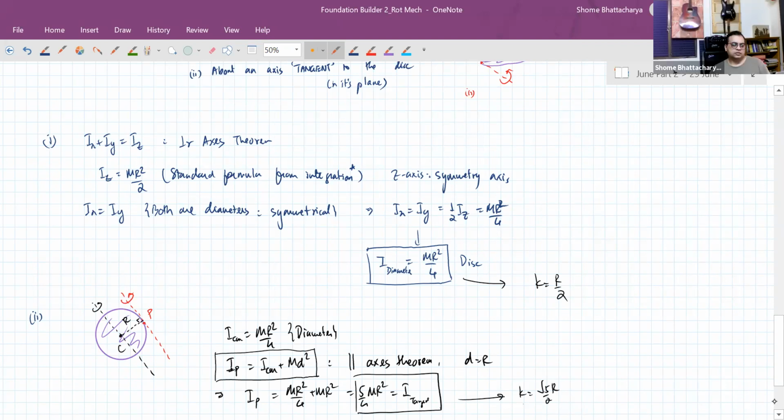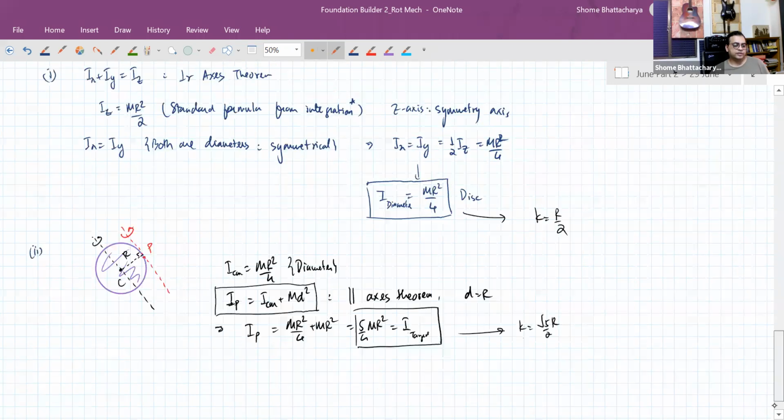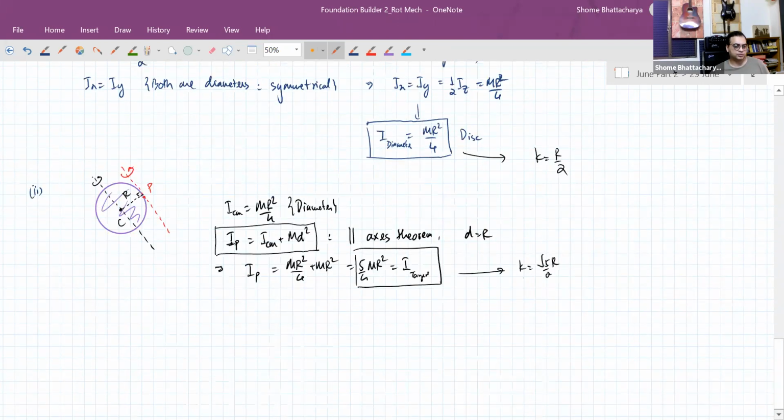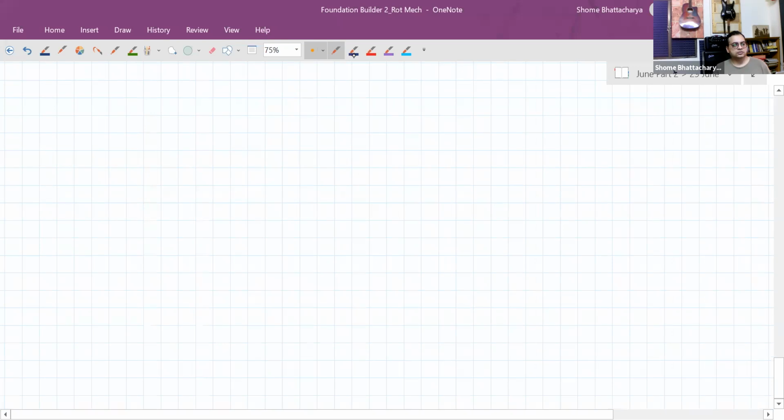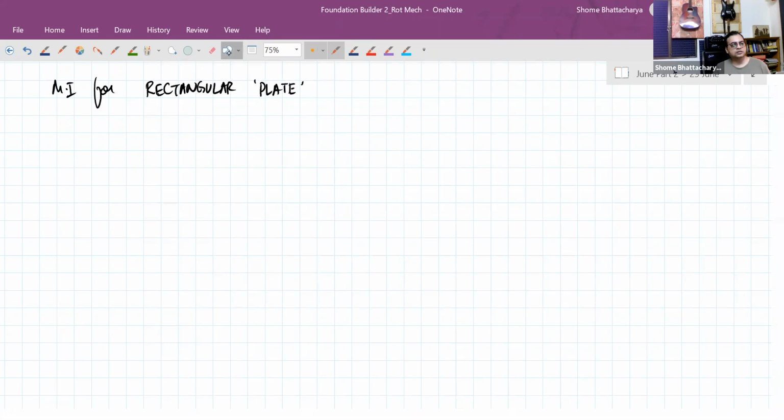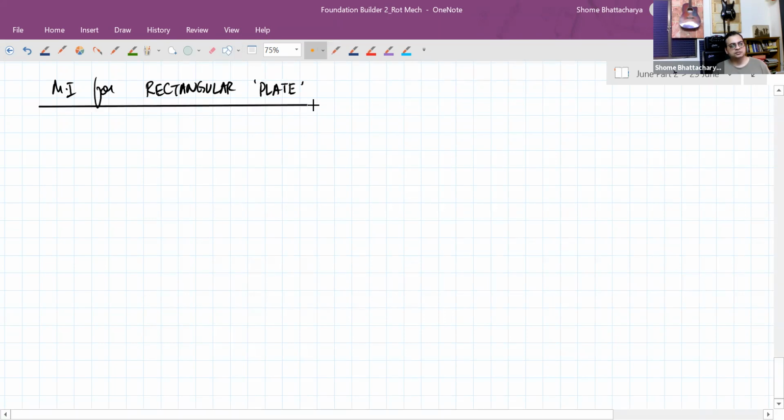Okay. So this is one of the standard types of applications you should remember of these theorems. You can apply it to, for example, ring and disk and situations like this. Now another set of standard applications for these theorems is how we develop the formula for moment of inertia for a rectangular plate, or a rectangular thin lamina kind of thing. About various different axes, we'll develop the formula.